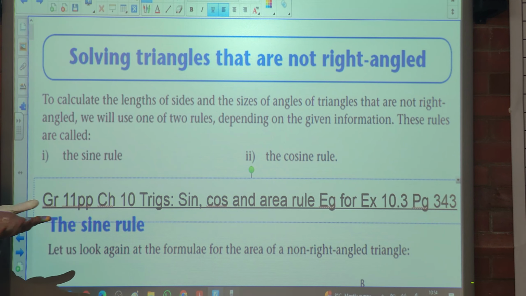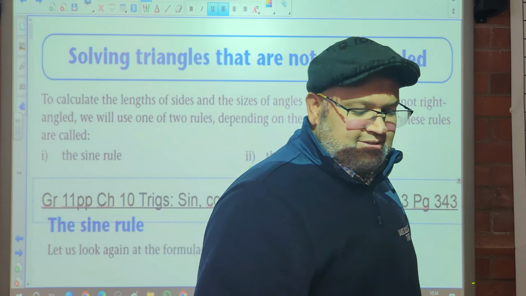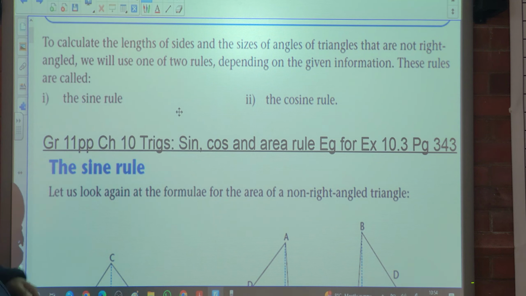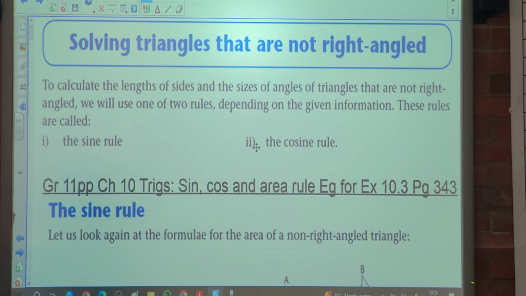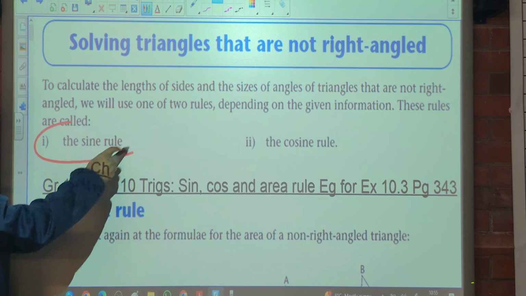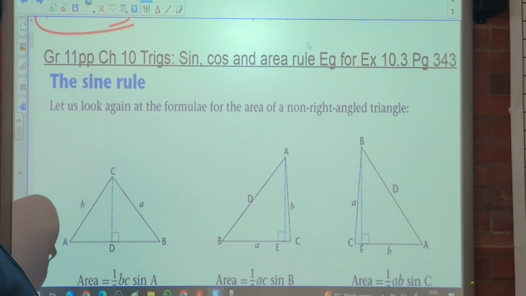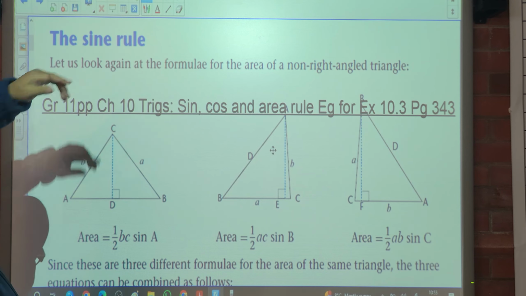So if it's a right angle triangle, I can use sine, cos, tan, or I could use the area rule, which is half base times height. So let's read what they say here. To calculate the length of sides and the sizes of angles of triangles that are not right angle, we will use one of two rules depending on the given information. These rules are called, in the first case, the sine rule, or in the second case, the cosine rule. So today, we will be looking at the sine rule. Okay. Sine rule. So the sine rule, that's your subheading.